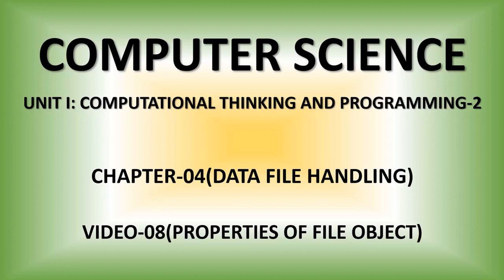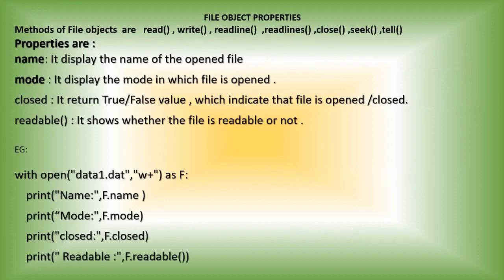Welcome back, children. Today we can see about different properties of file object. Last class we studied about different methods of file object. Methods of file objects are read, readline, readlines, close, write. All these are the methods of file object. Now we can see a few properties of file object.